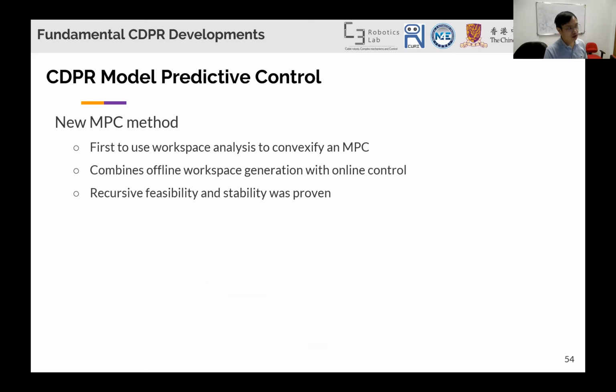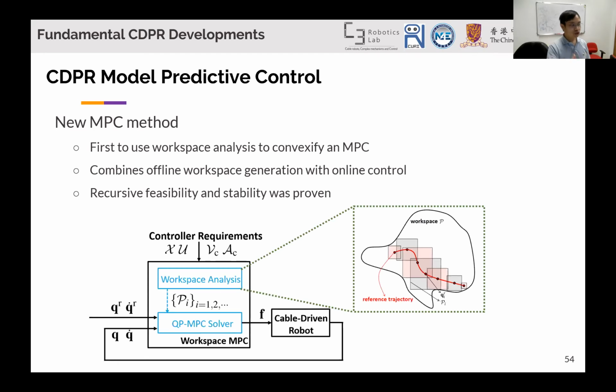So the method we propose is called Workspace Model Predictive Control. One may think, how do you combine Workspace and Model Predictive Control together? Actually, we use Workspace to linearize and convexify the controller rather than being a non-linear control. The way it works is we have a QP solver solving the linear problem, but we use Workspace Analysis to pre-generate some conditions that will convexify this controller. By knowing the workspace in advance relative to a reference trajectory, I could make some convexification.